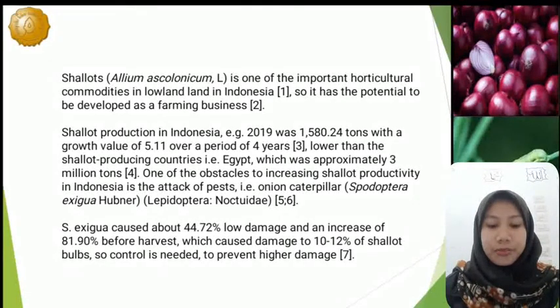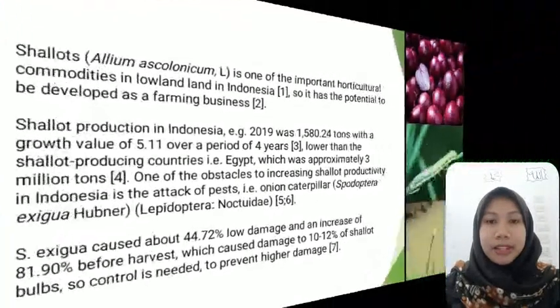Spodoptera exigua causes about 44.72% damage at low levels and an increase of 81.19% before harvest, which caused damage to 10 until 12% of shallot bulbs. So, control is needed to prevent higher damage.